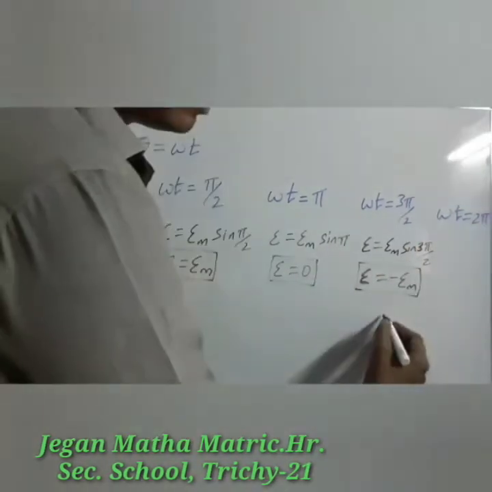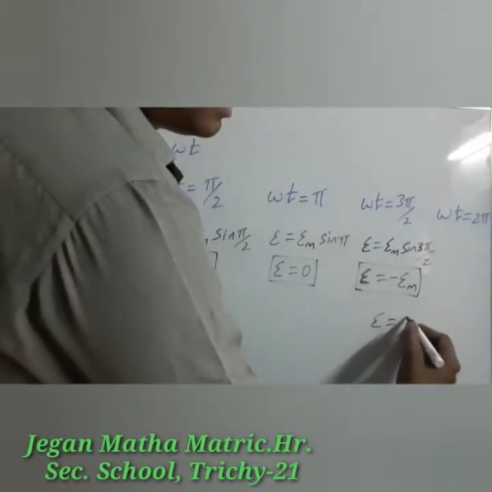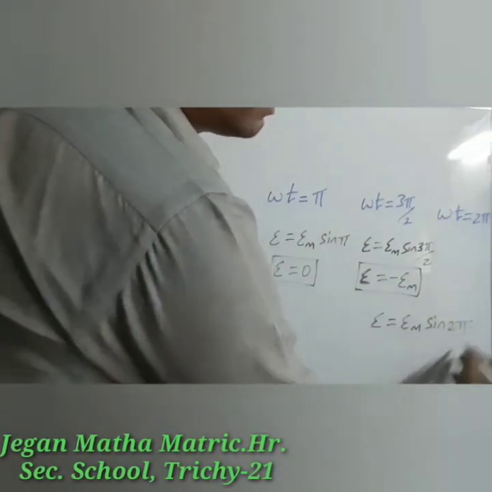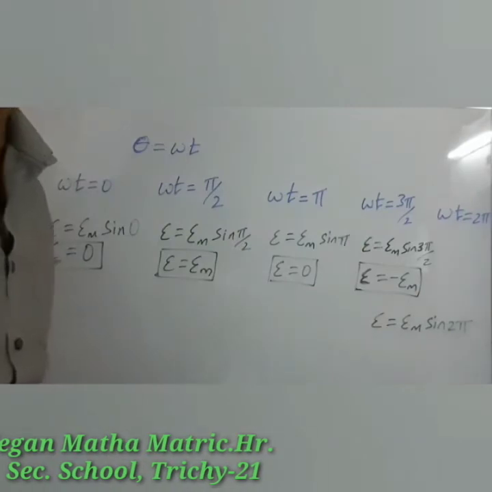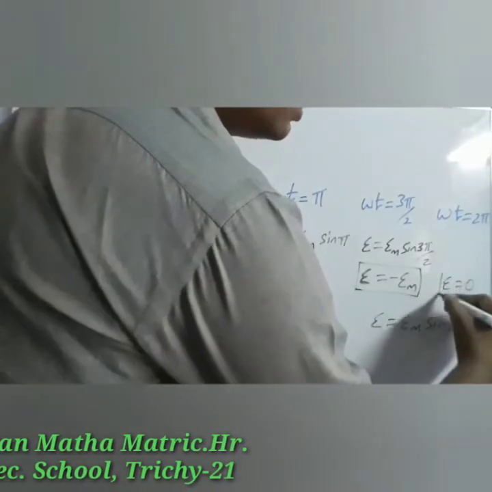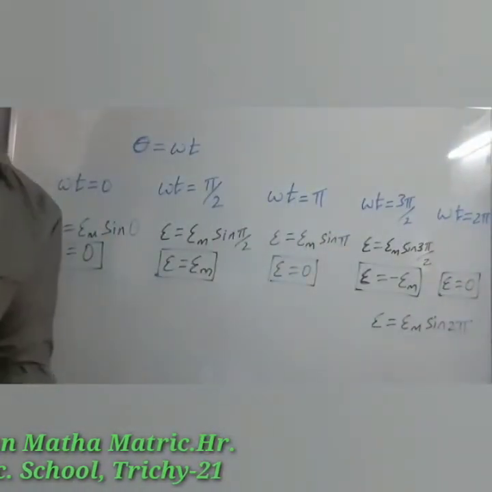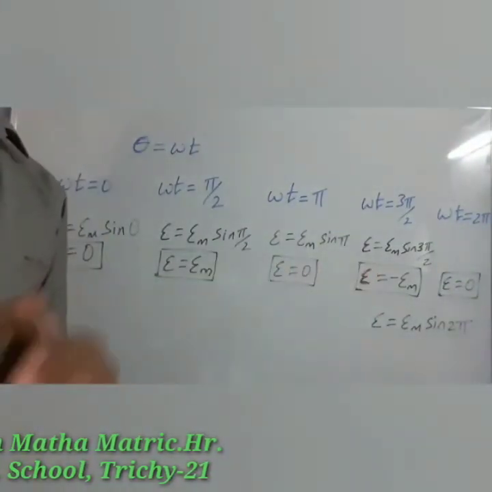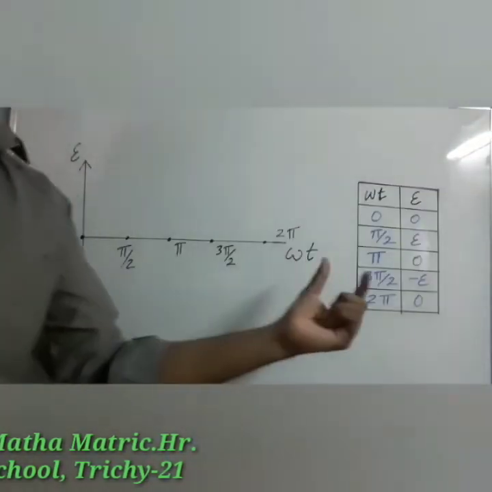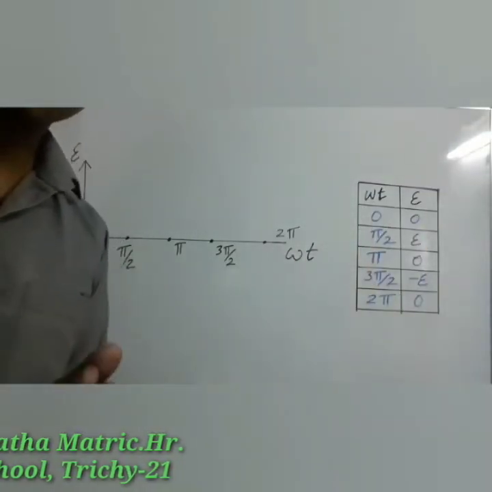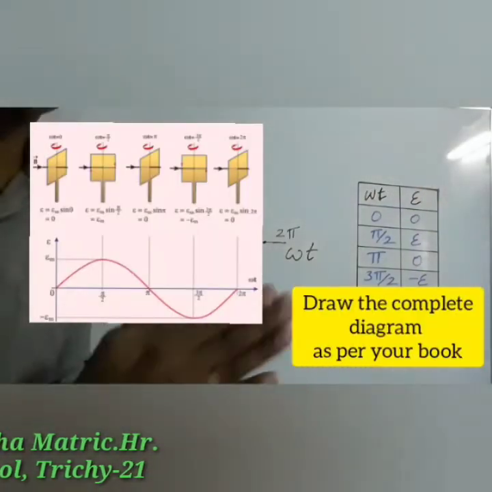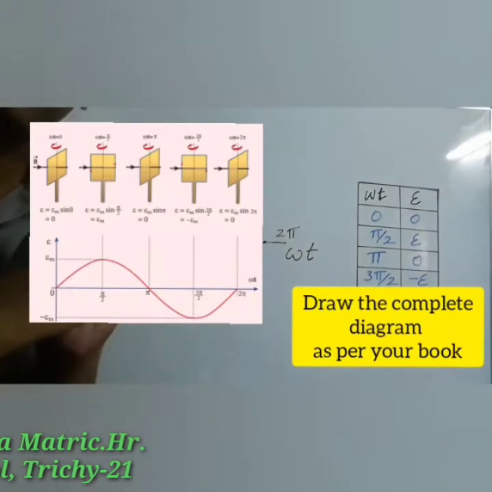In the last case, epsilon is equal to epsilon m sin 2 pi. What is the value of sin 2 pi? That is nothing but 0. So in this case also, epsilon is equal to 0. Here we have found the different EMF values for the different angles. This tabular column gives you the relation between the time angle omega t and the induced EMF. What we have discussed already is given in the tabular column.